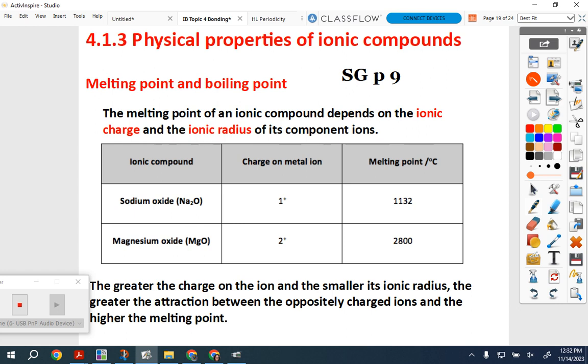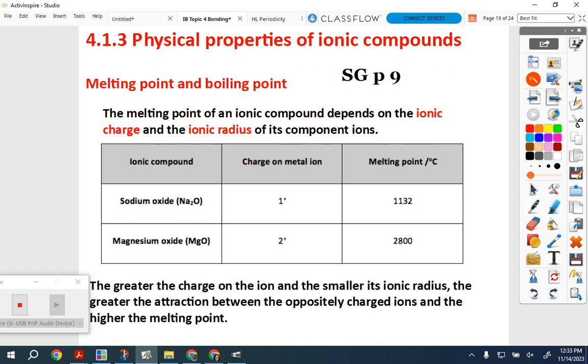So if you look at sodium oxide and magnesium oxide, those are right next to each other in the same period on the periodic table. Sodium's a +1, magnesium's a +2. And the melting point for sodium oxide is a little over 1100, and the melting point for magnesium oxide is more than twice that, at about 2800 degrees Celsius. All right, that's degrees Celsius, 2800 degrees Celsius, okay? 100 degrees Celsius is boiling water.